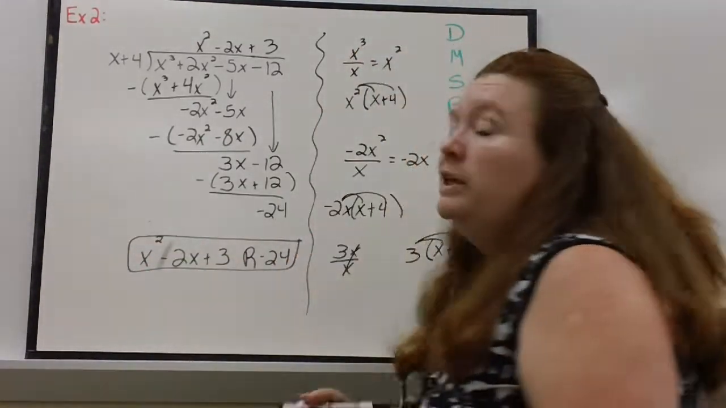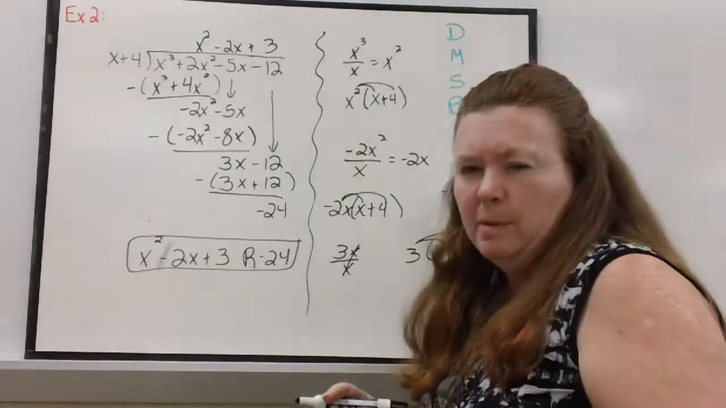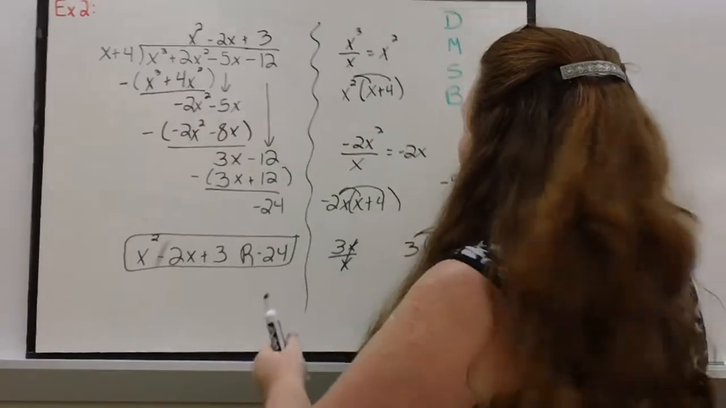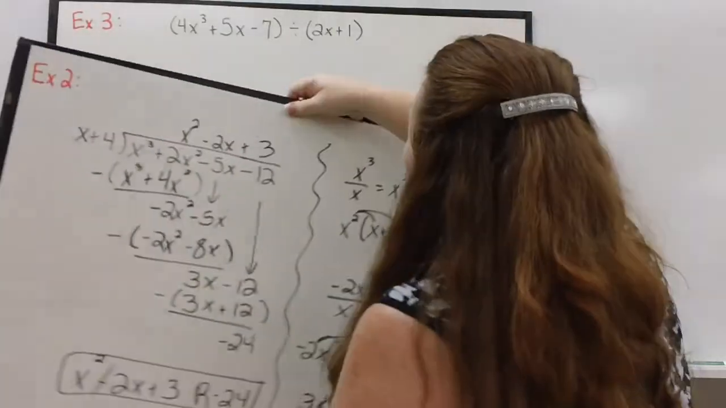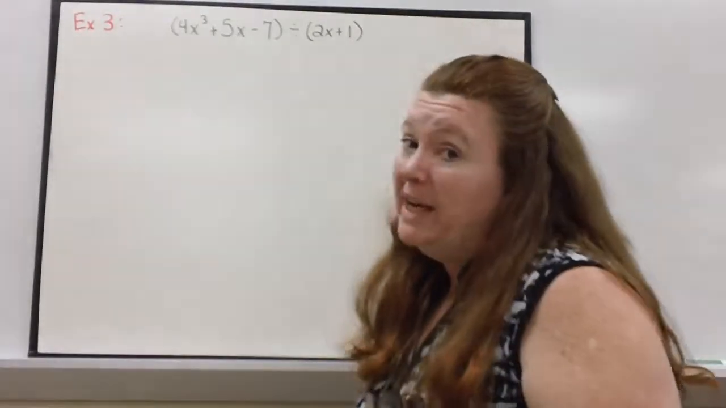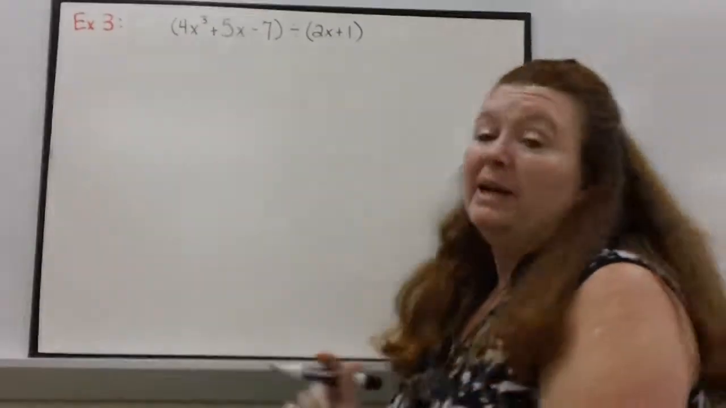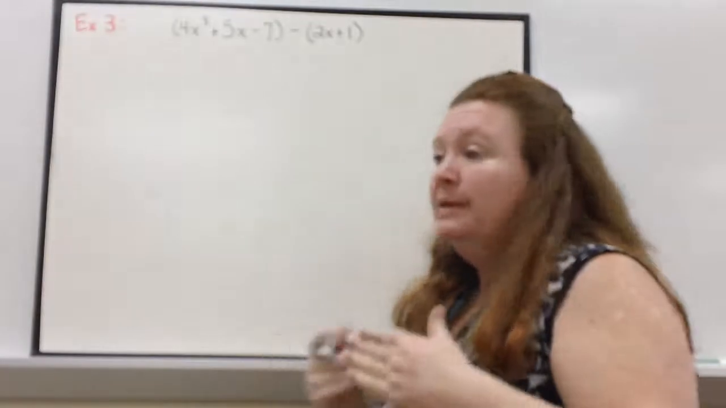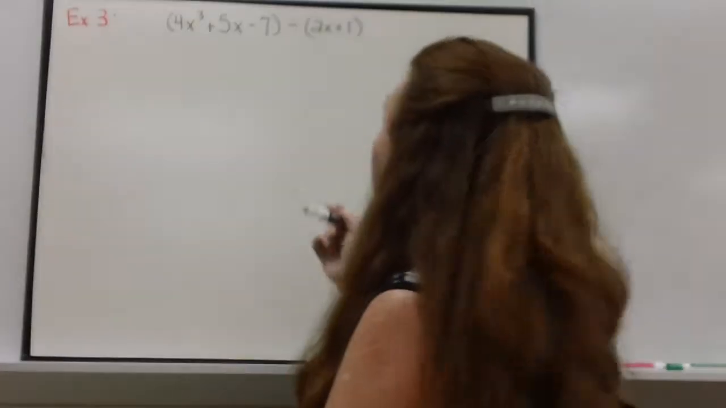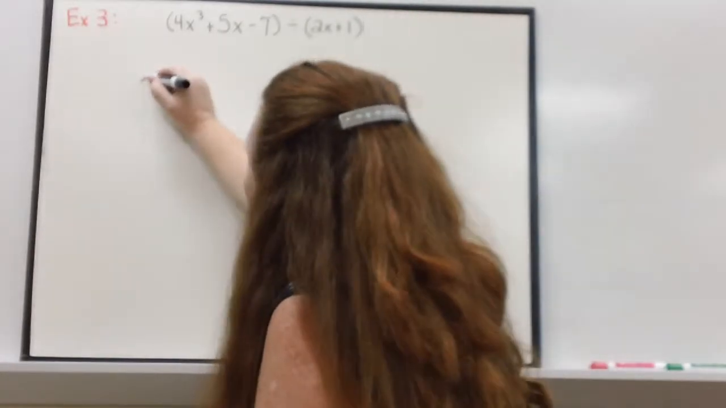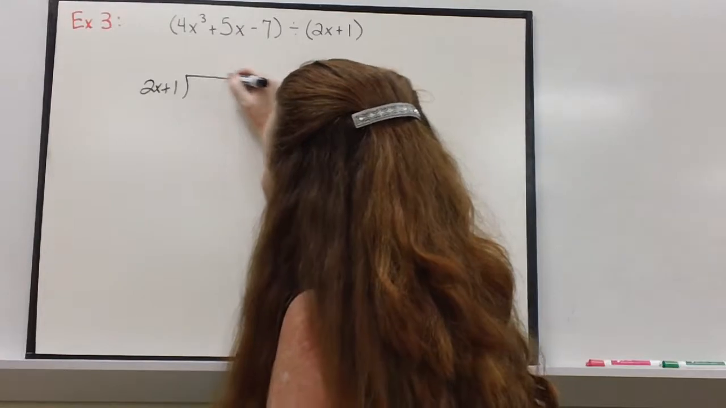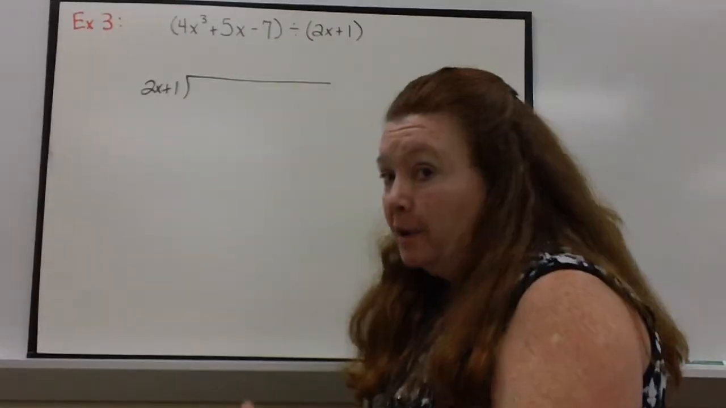Now, I want to do one more problem because I want to throw a couple zingers at you and see if we can handle this. The first zinger, you may notice, is that I'm not dividing by 1x anymore. I'm dividing by a 2x plus 1. It's not going to change anything. We're still going to work the problem the same way. So I'm going to set up my problem, because sometimes it's not already set up for you.